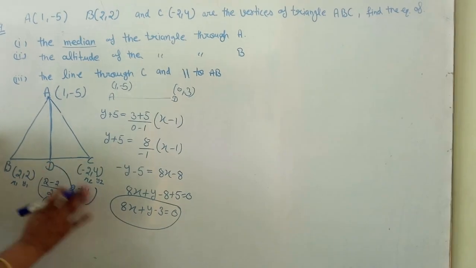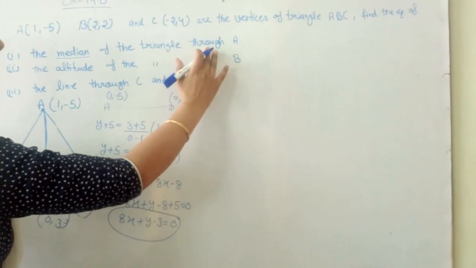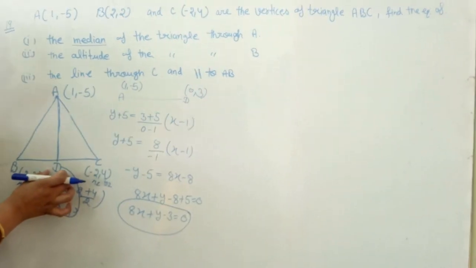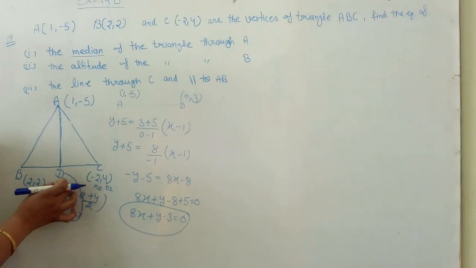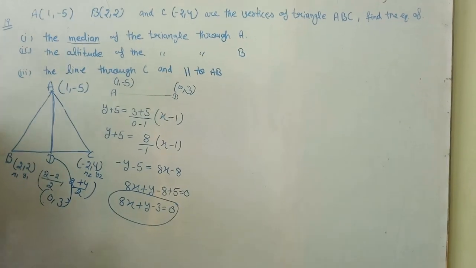Is the first part clear, student? We find the equation of the median of the triangle through A, meaning the median AD. We find the equation of AD. We have two points, A and D. We find the coordinate of D by the midpoint formula. Then by the third type, we find the equation of AD.